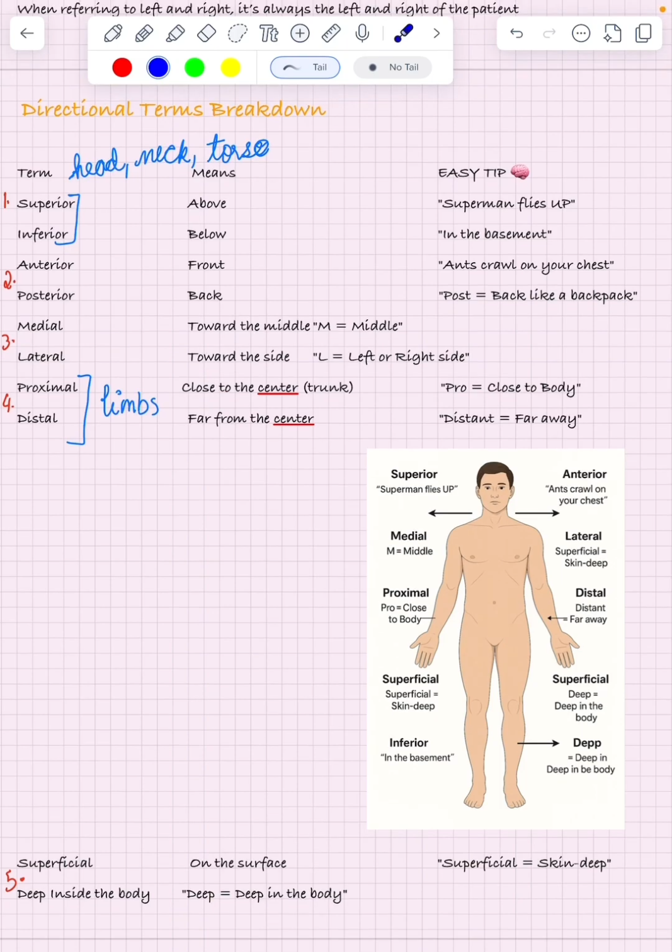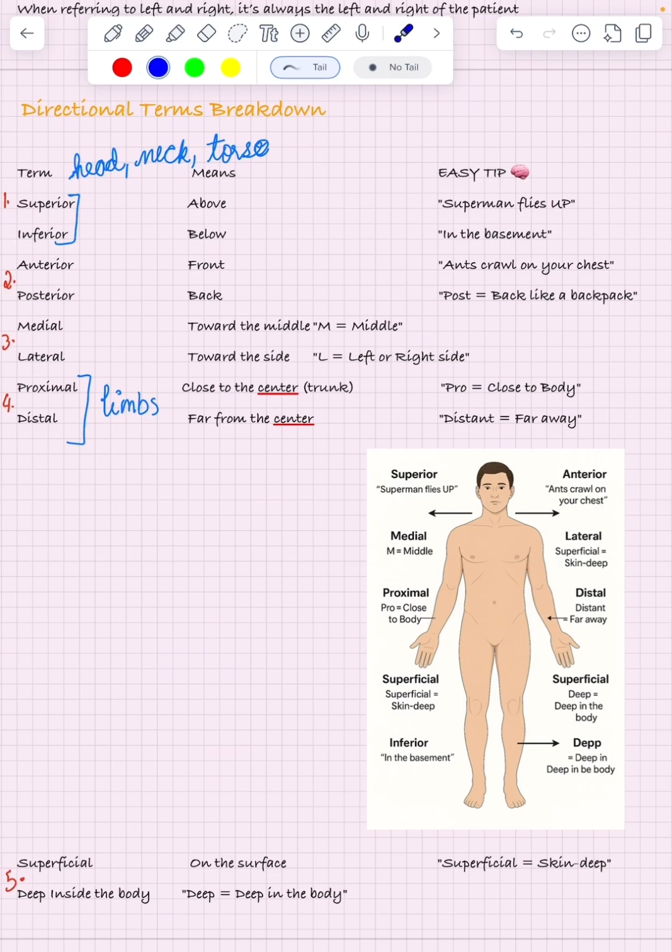Next is medial and lateral. Medial means it's closer to the midline of the body, and lateral means it's farther away from the midline. The example of medial is that the heart is medial to the lungs, means the heart is closer towards the midline than the lungs. The example of lateral is that the arms are lateral to the torso, means the arms are farther away from the midline than the torso.